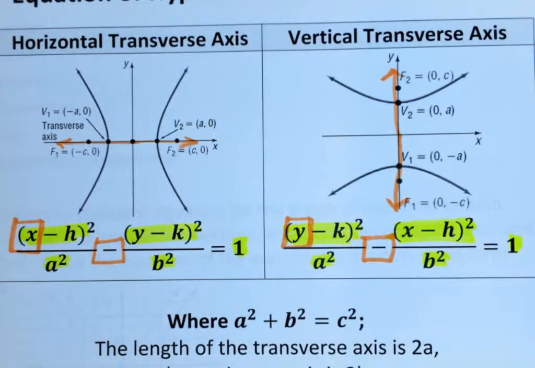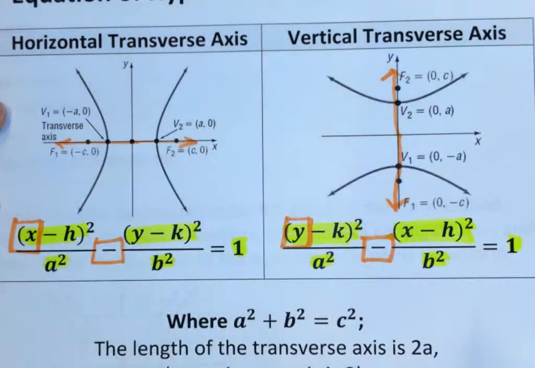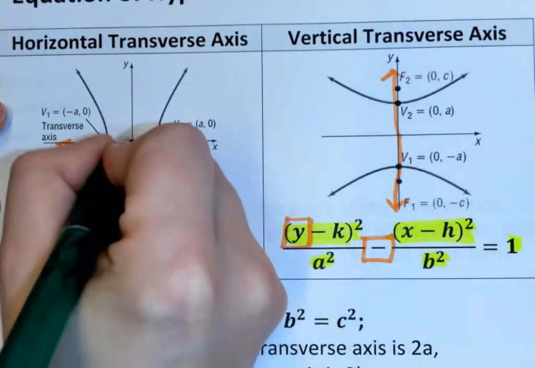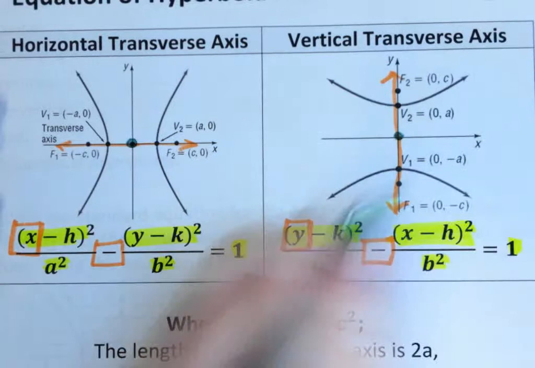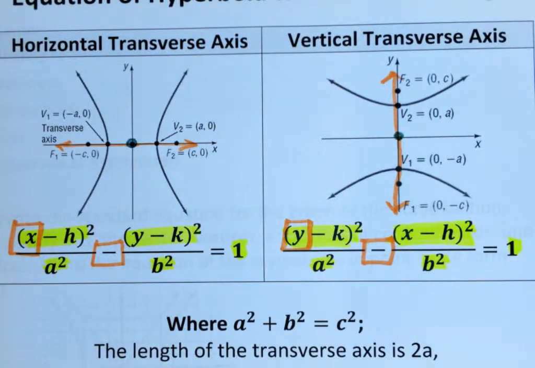Okay, so here we go. Let's see what stays the same and what changes between hyperbolas and ellipses. Guess what stays the exact same? The center. The center is still the same. No difference there.